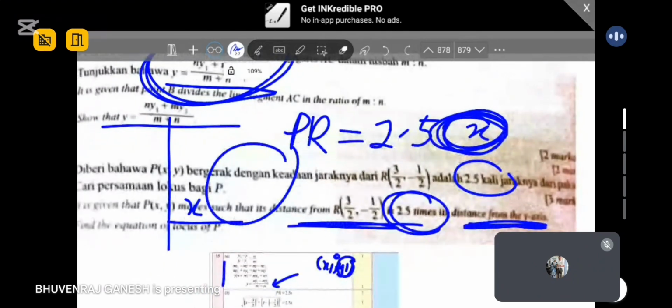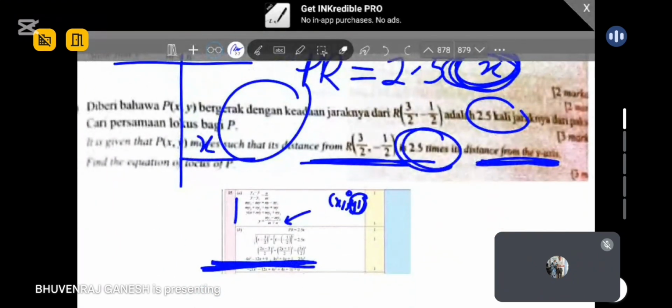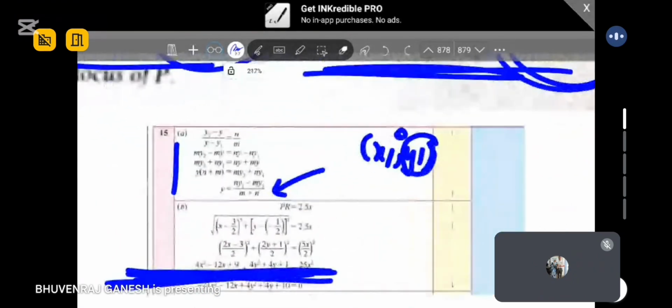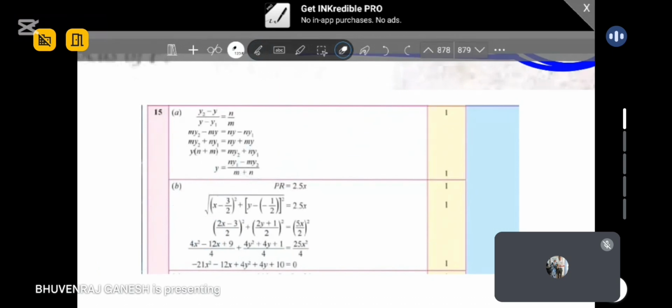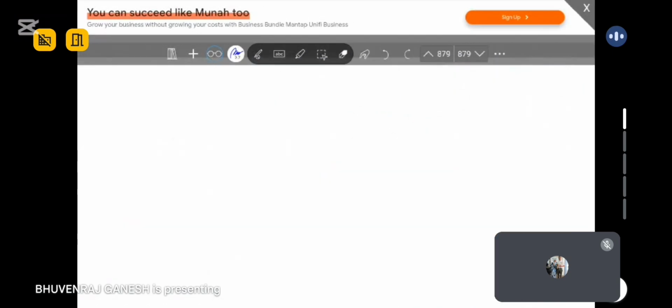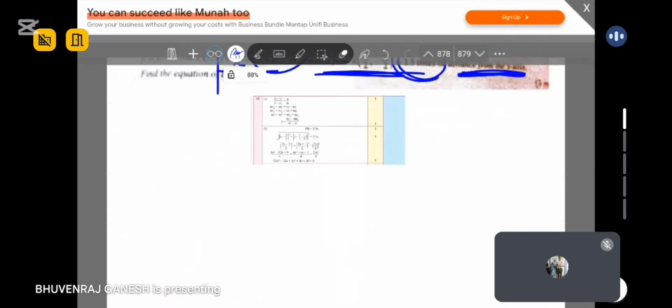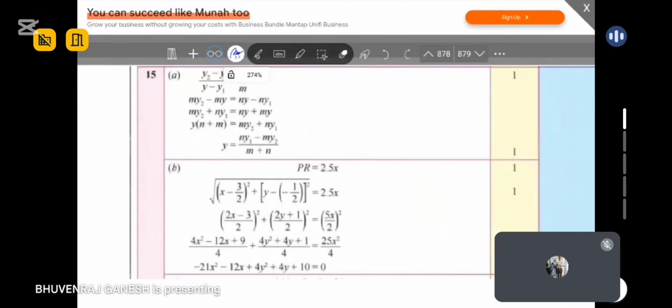Okay, so then just selesaikan sajalah. Just solve the equation. Okay, so you will have the equation PR equal to 2.5x. Okay, PR sama dengan 2.5x. Okay, so it's over here. Okay, so 3/2 and -1/2 is your center.